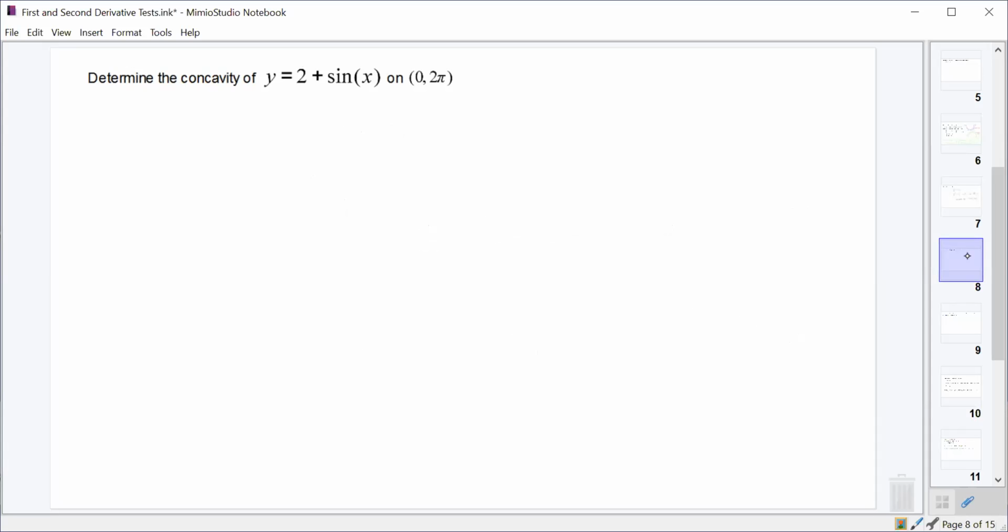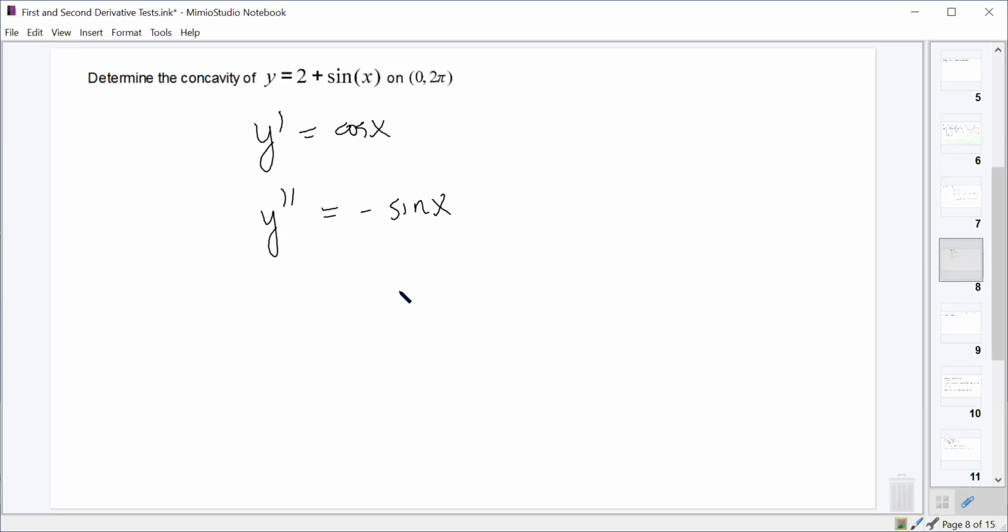The first and second derivatives. We will need a first derivative followed by a second derivative. Exactly. So let's find our first derivative. The first derivative should just be cosine x. Good. And our second derivative should be negative sine x. So we are now looking for when is negative sine x positive and when is negative sine x negative.